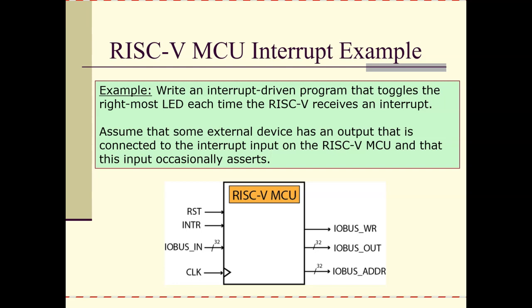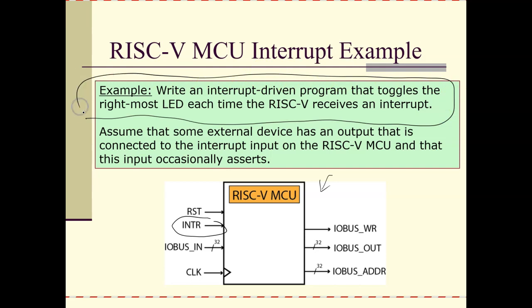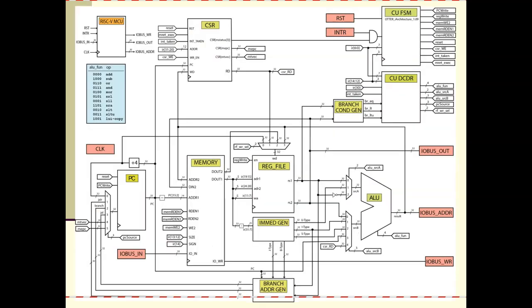So what we have here is the RISC-V auto microcontroller. Here's the interrupt input. We're going to assume that some external device is connected to that, and we're going to do our problem here. Essentially, this problem is going to toggle one of the LEDs. It happens to be the rightmost LED, and you'll see that come up next, and we'll go through this program. And here's the entire architecture.